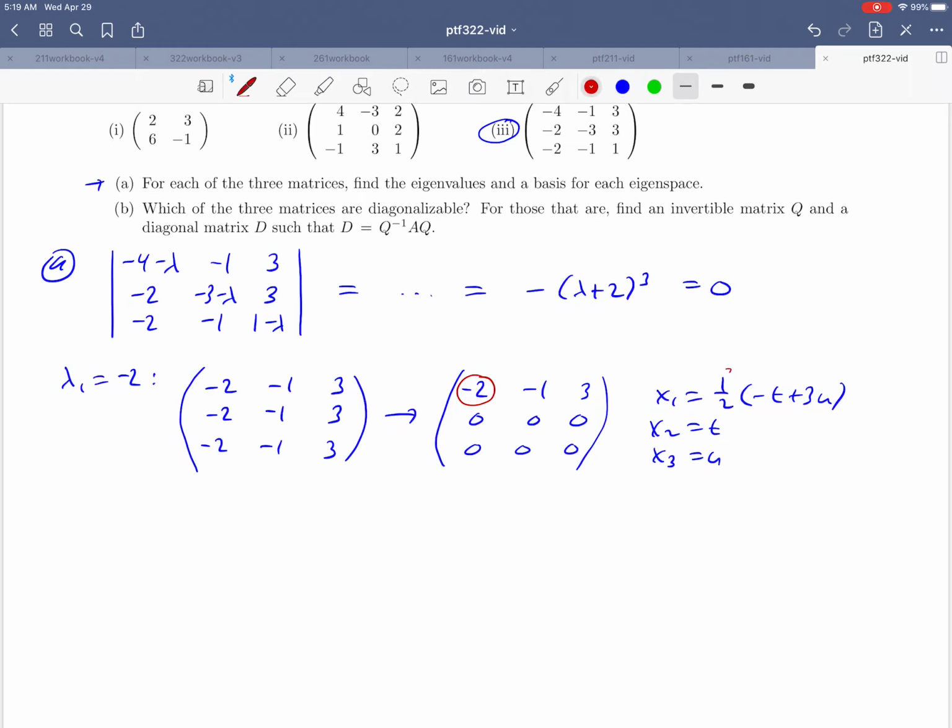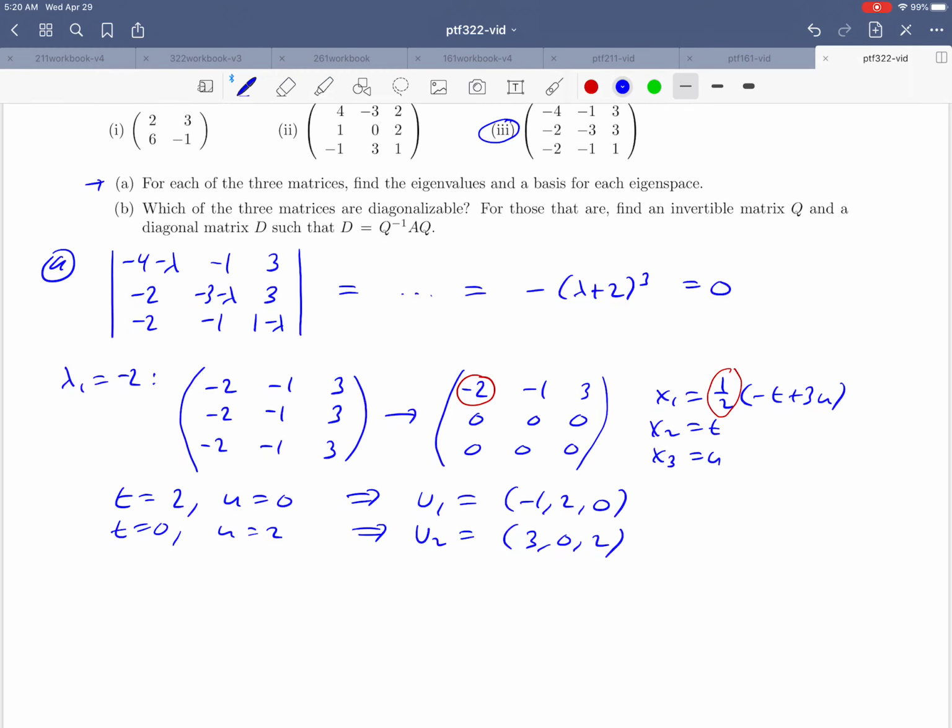One thing we might notice is that because of this 1/2 here, it's convenient to make our non-zero free variable equal to a multiple of 2. So to generate the first eigenvector, I'm going to choose t equals 2 and u equals 0. If we do that, that's going to lead us to a first eigenvector of negative 1, 2, 0. And flip that around, make t equals 0 and u equals 2. That's going to lead us to an eigenvector that looks like 3, 0, 2.